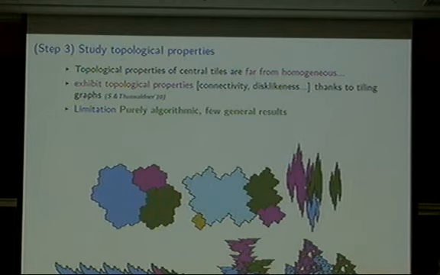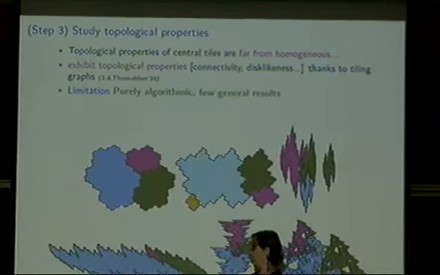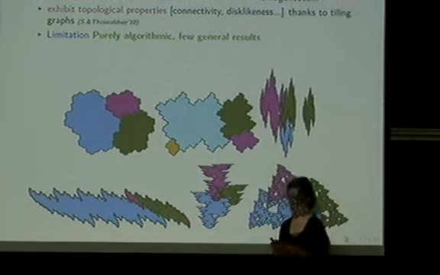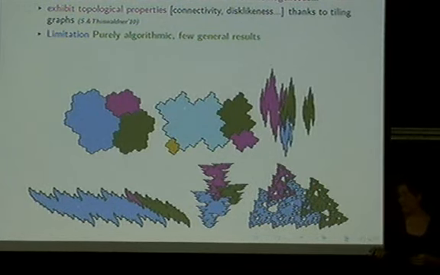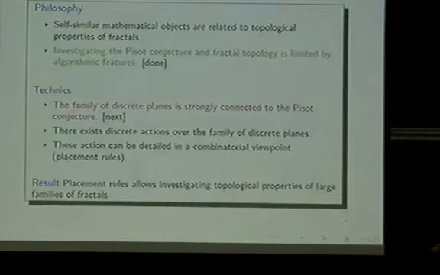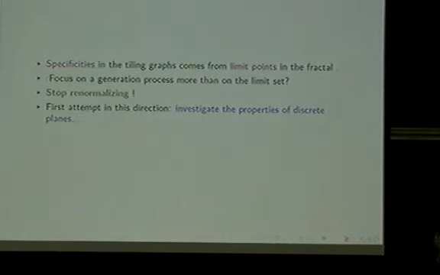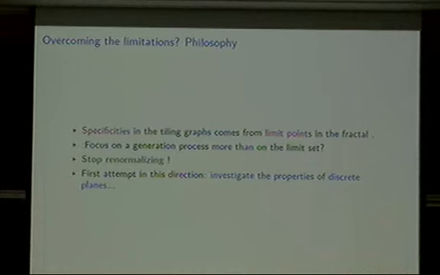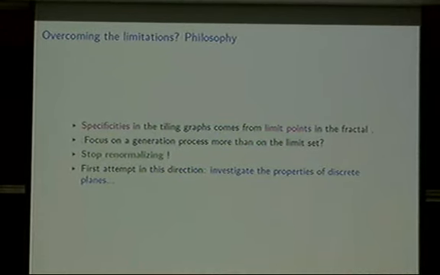So the idea to overcome this limitation is to say, no, I'm not going to zoom in, I'm going to zoom out, just to look at the general properties. So we have to stop zooming in. We have to stop looking at very small, teeny things, and to look at this in a very general process. And for this, we have to investigate the properties of discrete planes.